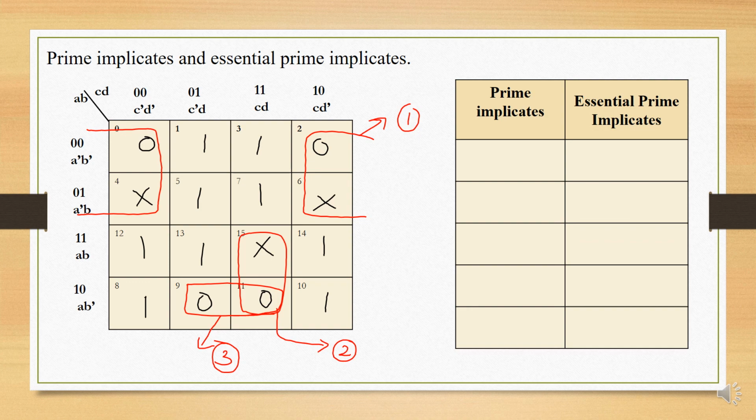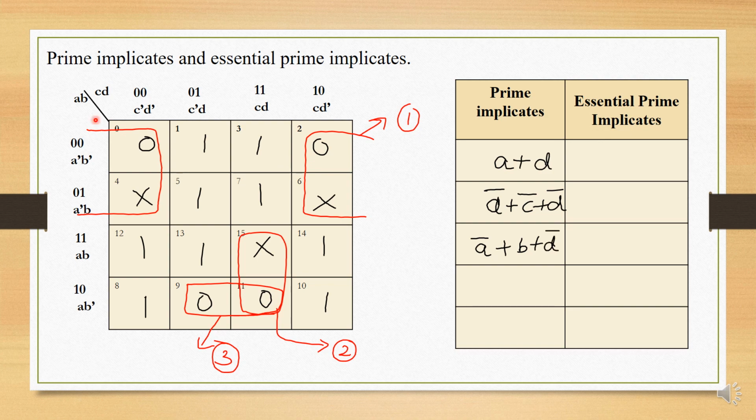Considering group number 1, we have the prime implicate A plus D, and considering group number 2, we have A bar plus C bar plus D bar. Considering group number 3, we have A bar plus B plus D bar.